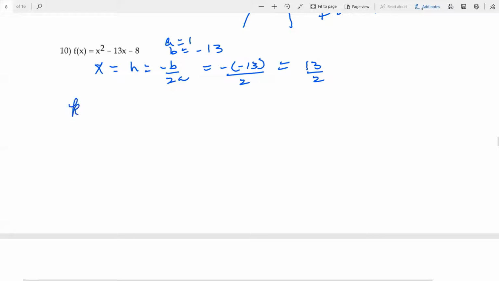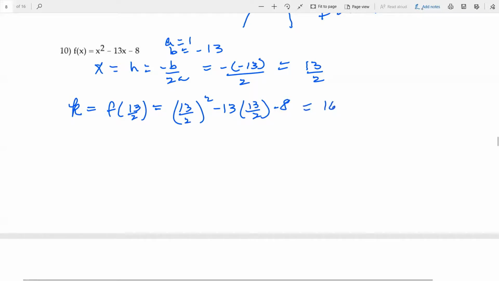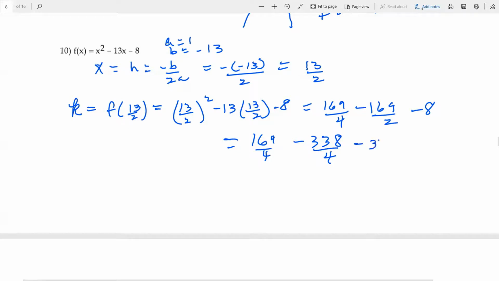And then the k, or the y value, would be f of 13/2, which is going to be 13/2 squared minus 13 times 13/2 minus 8, which is 169 fourths minus 169 halves minus 8, and you can write this all in fourths. Minus 169 halves is minus 338 fourths, and minus 8 is minus 32 fourths, which adds up to minus 201 fourths.